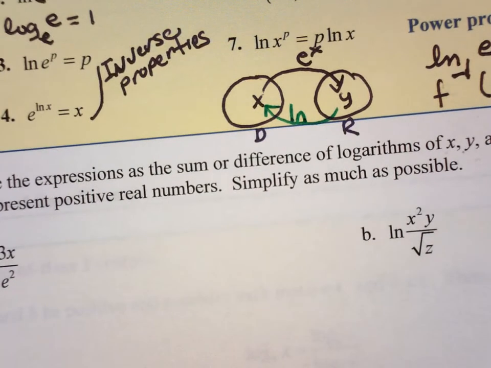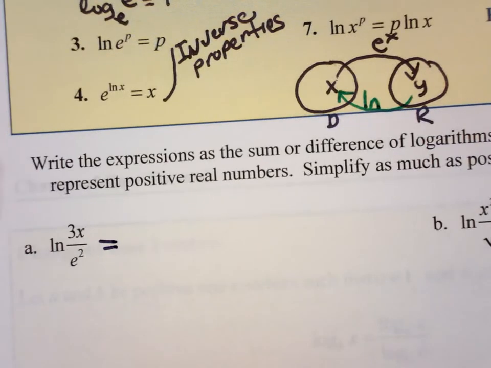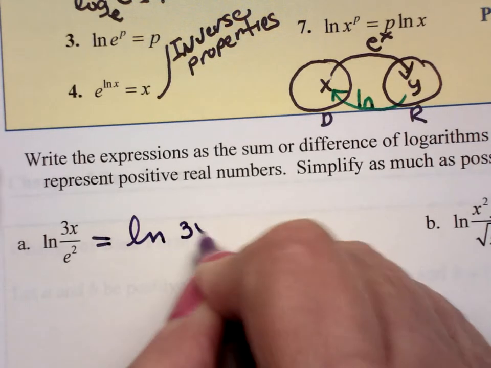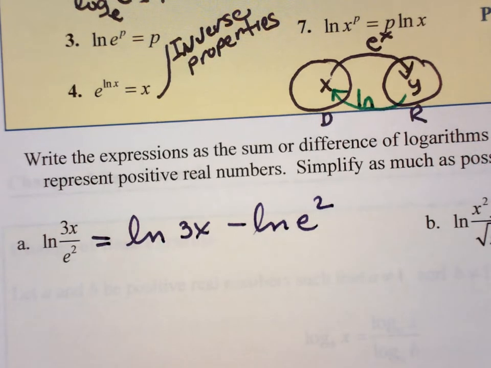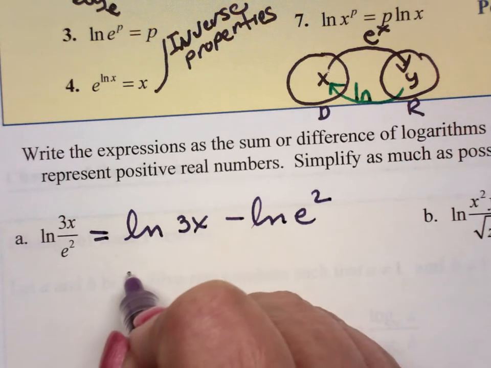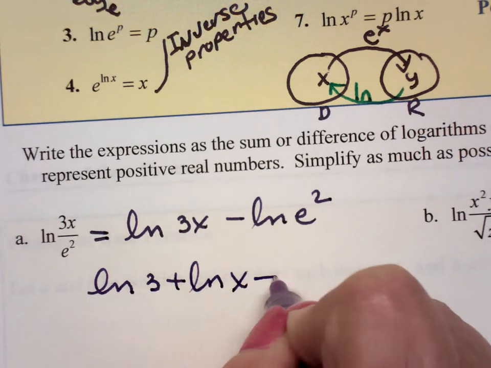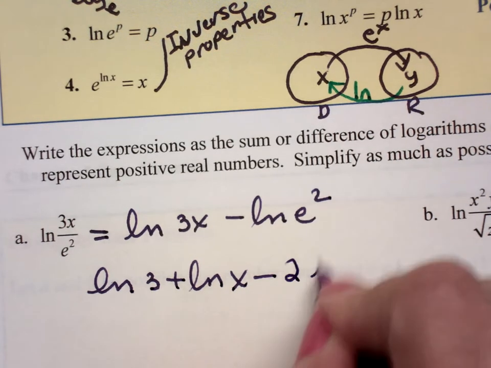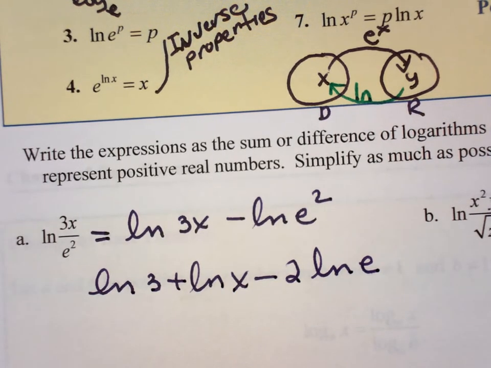So here we go. This is a quotient, and a quotient turns into a what? Subtraction. And 3x is a product, so a product turns into an addition. What happens here? The 2 comes down. Now, here's where they're sneaky, sneaky, sneaky.